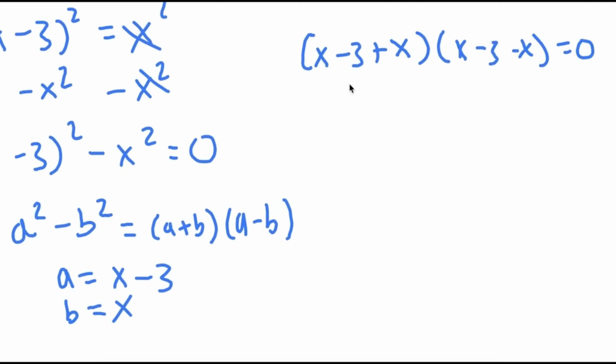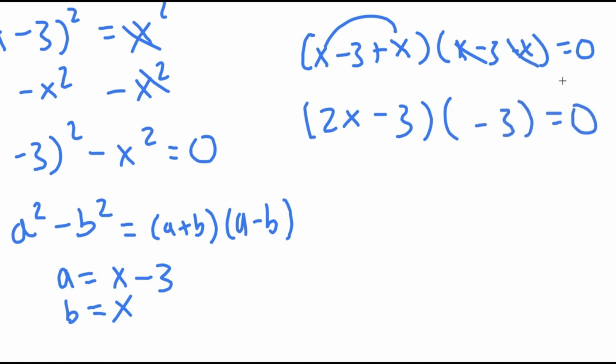So all we have to do is simplify this. So for x - 3 + x, I'm going to add these two x's. So now I have 2x, and then I have minus 3 at the end, times, for x - 3 - x, cancel out the x and negative x. So now I'm left with negative 3 is equal to 0. Now, if I go ahead and distribute this negative 3, negative 3 times 2x is negative 6x. Negative 3 times negative 3 is positive 9 is equal to 0.